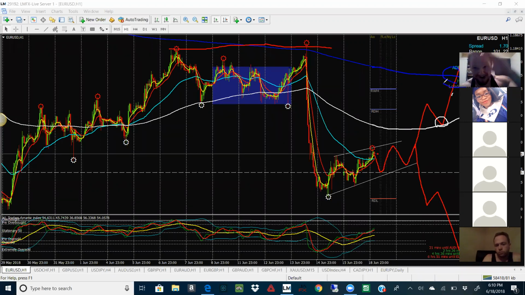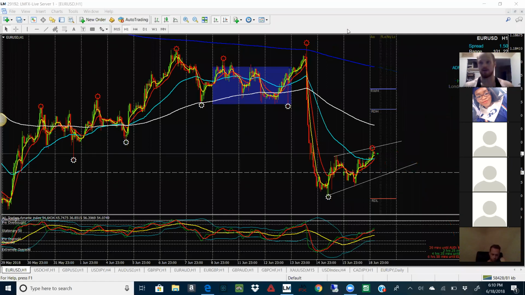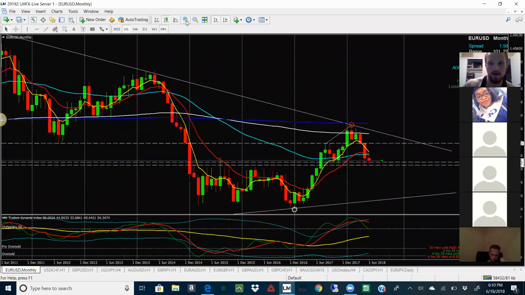All right, so that would be your ideal setup if you're looking for a buy short term. For sell, you would have to wait for it to break the channel that it's forming right now. Okay, so just that's what you got to look for on Euro USD. If you don't see it, don't trade it. Or if you're really a long swing trader on the monthly, I mean, it's going to drop a little bit more, but it has to pull back.